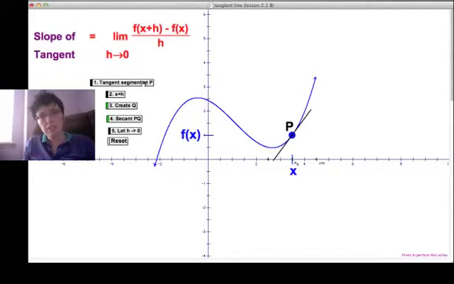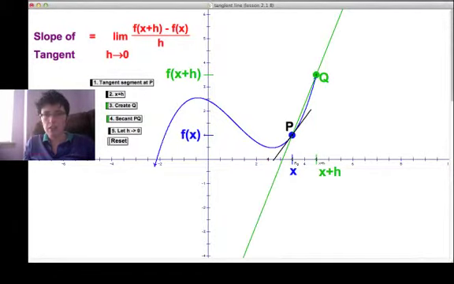To figure this out, we're going to make another point that's a distance out, say out at x plus h. We're going to create this second point and build a secant line. So here I am creating a secant line with this green line that's going from point P to point Q. And we're going to take that secant line and move it in so it gets closer and closer to build this tangent line.